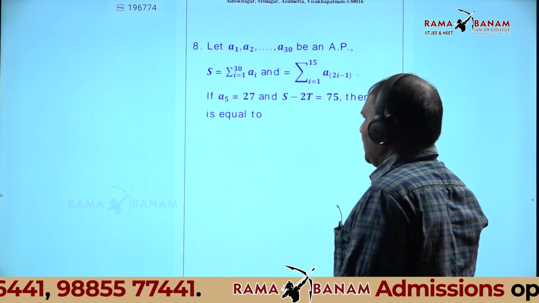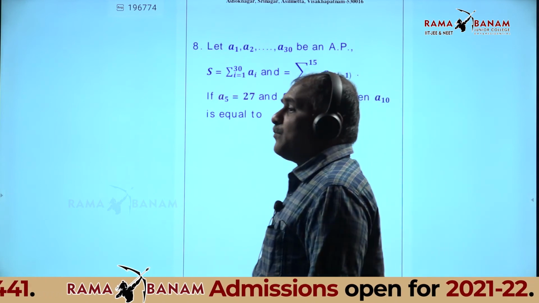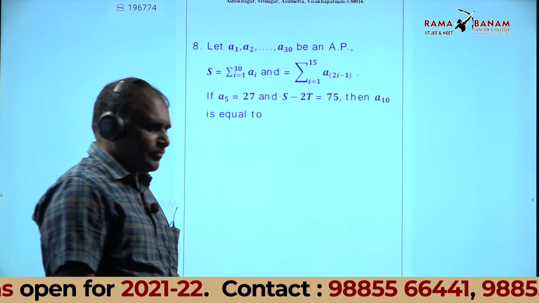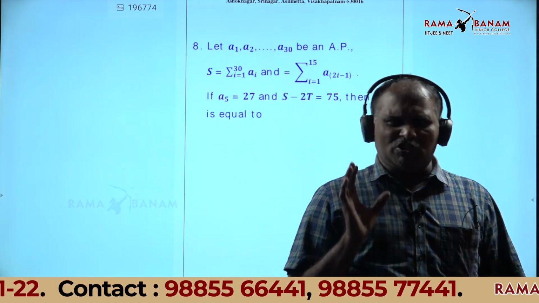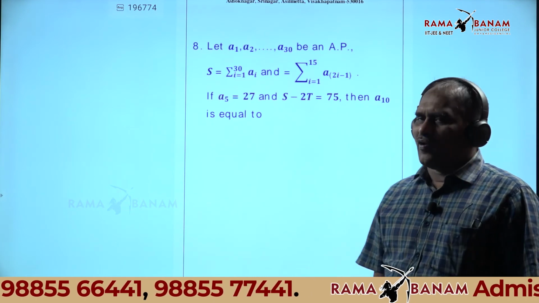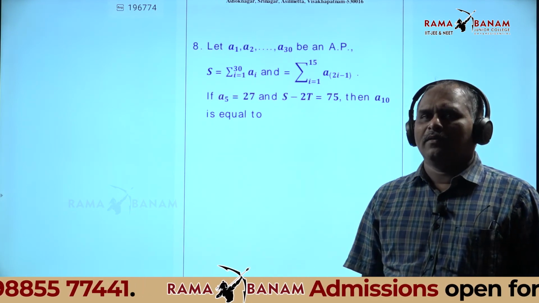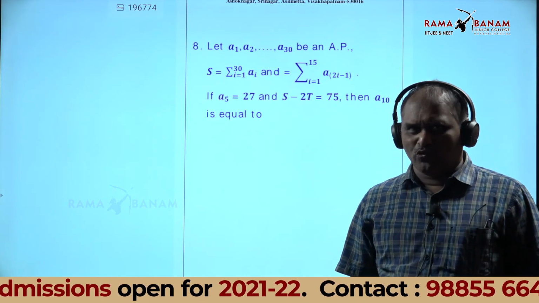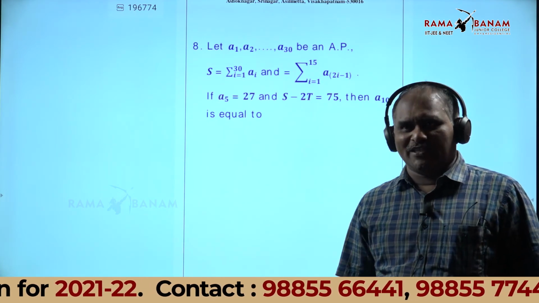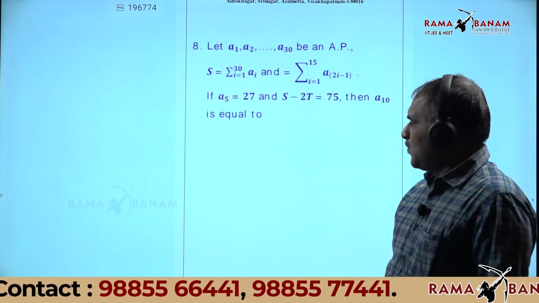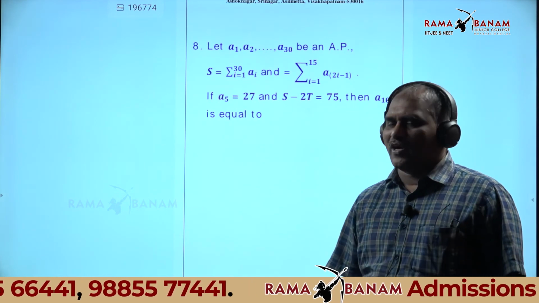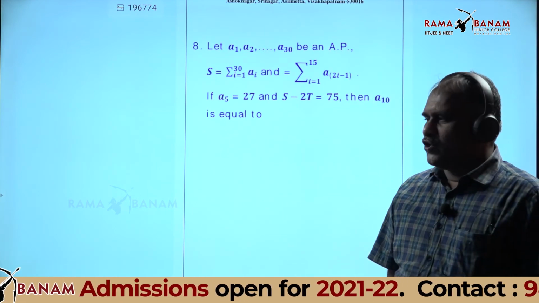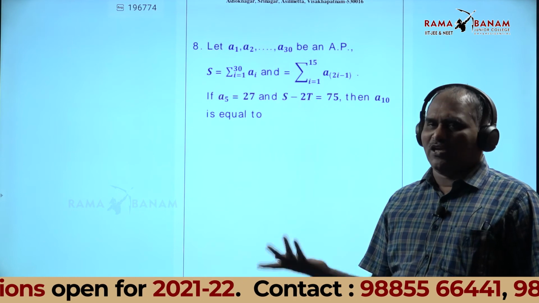Sigma i equals 1 to 30 means the sum of 30 terms in arithmetic progression. Using that same formula only. What is the sum of n terms formula? n by 2 into 2a plus n minus 1 into d. Using that formula, a5 is 27 given. What is the a5 formula? a plus 4d. Very good. Use that one, find out the a value and d value.